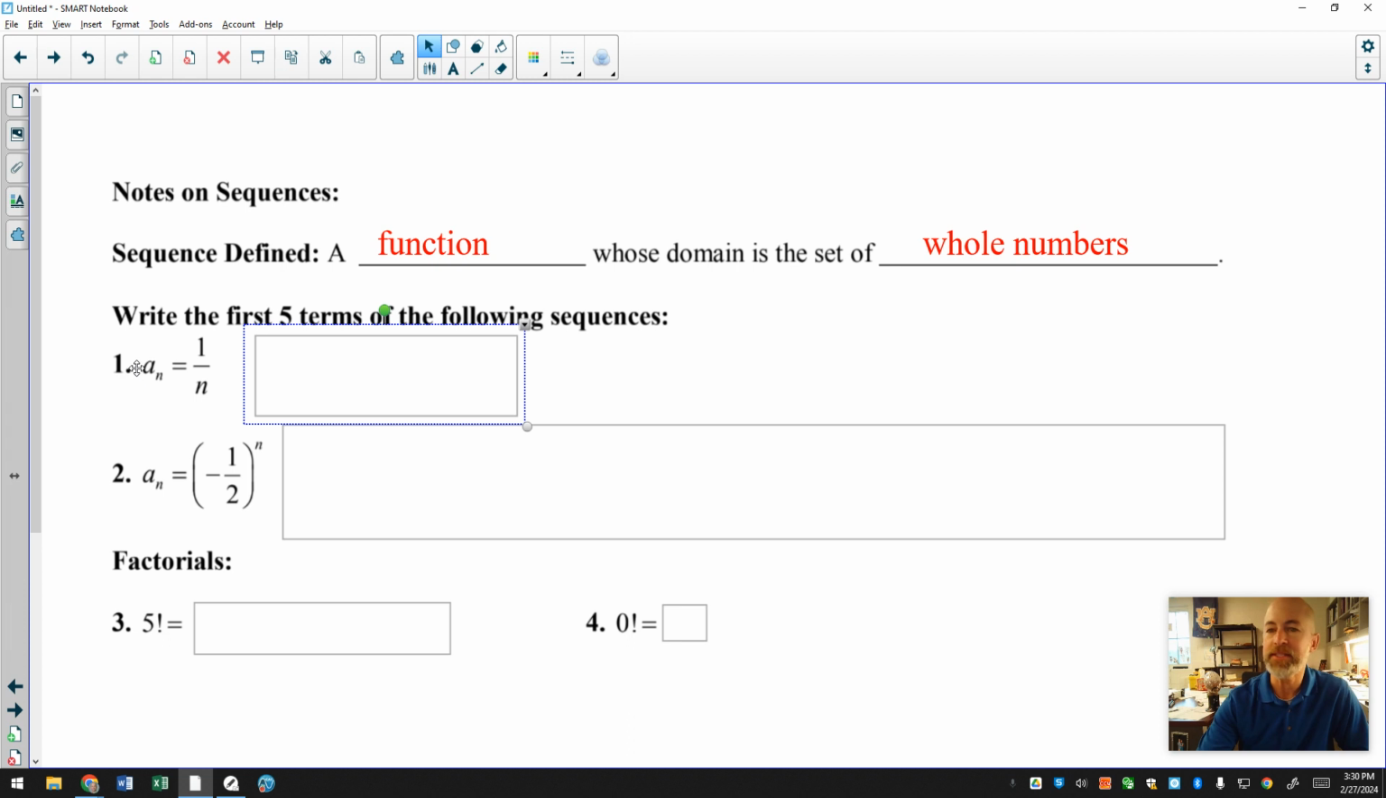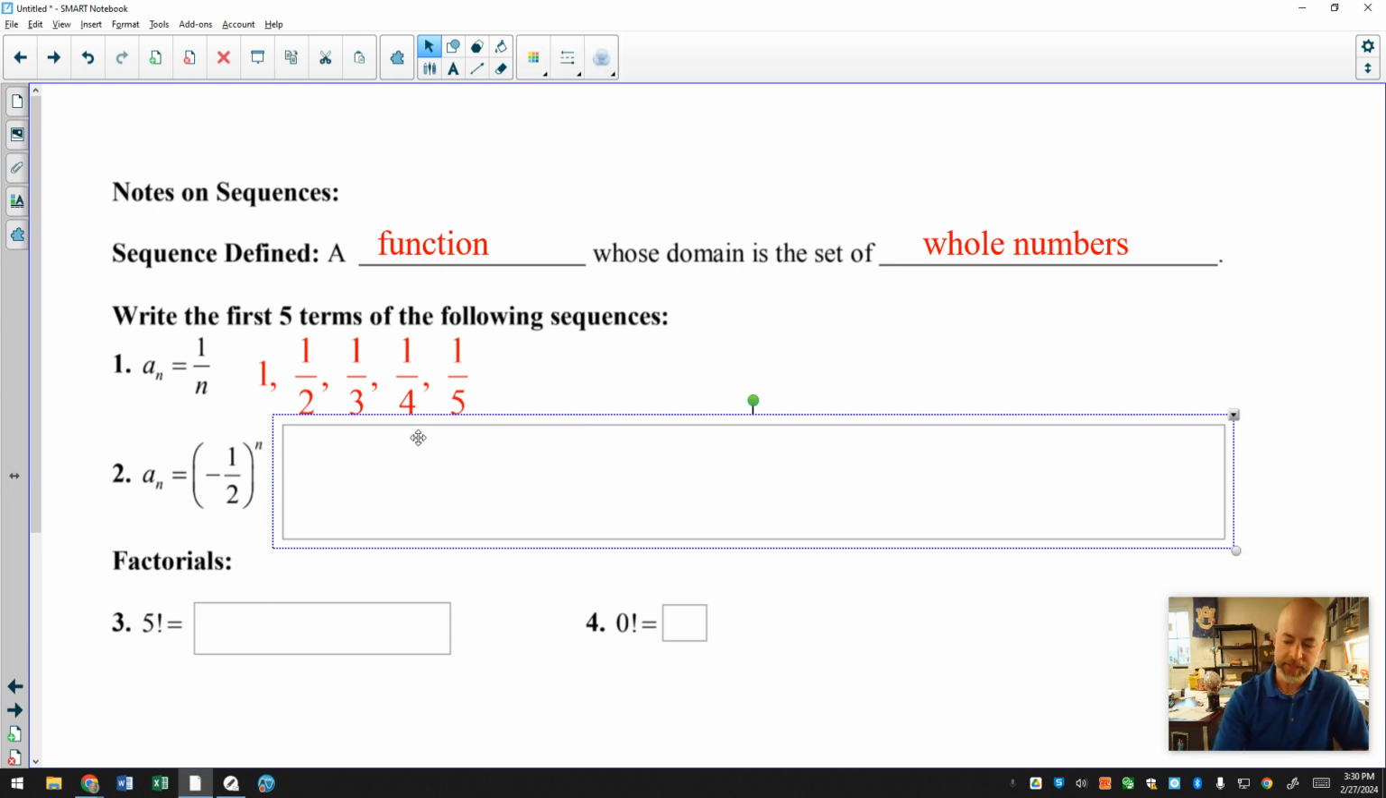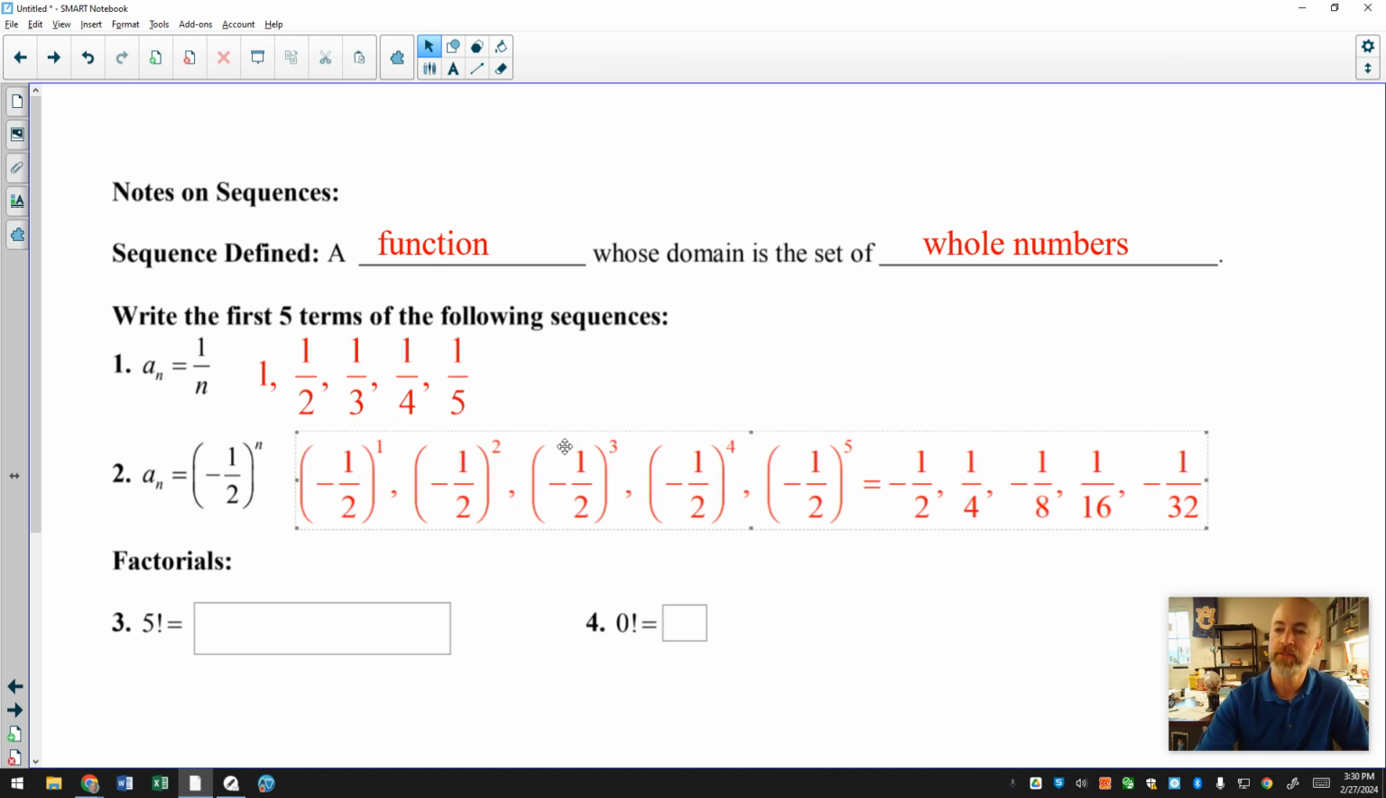I have a couple of very basic sequences here, and I want you to write the first 5 terms. Unless otherwise stated, we'll start at 1. So I plug in 1 for n all the way up to 5, and you have the first 5 terms of the sequence 1 over n. That is also a harmonic sequence. Here we have a geometric sequence, negative 1/2 to the n power. As I plug in my first 5 whole numbers, you have negative 1/2 to the first, second, third, fourth, fifth, and it cleans up to negative 1/2, positive 1/4, negative 1/8, and so on. So that's how to generate a sequence if you have the formula for it.